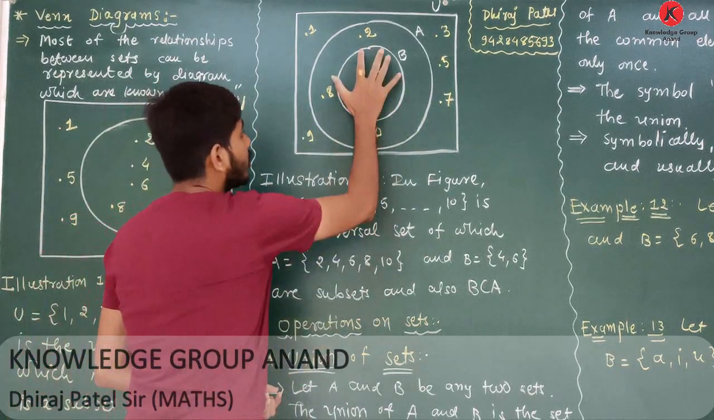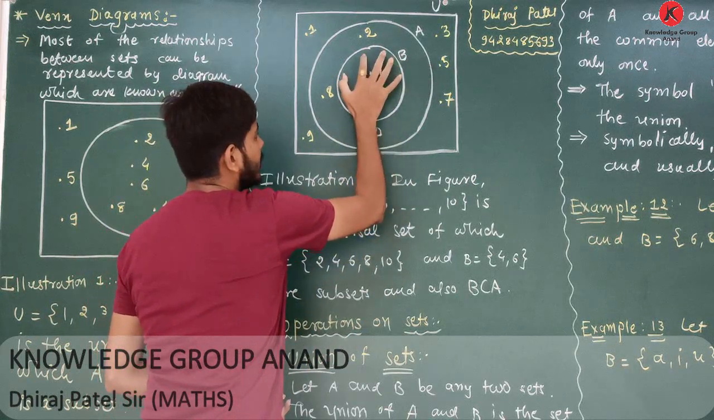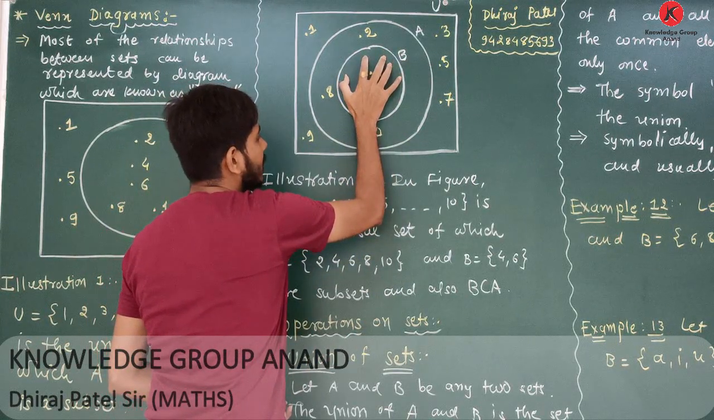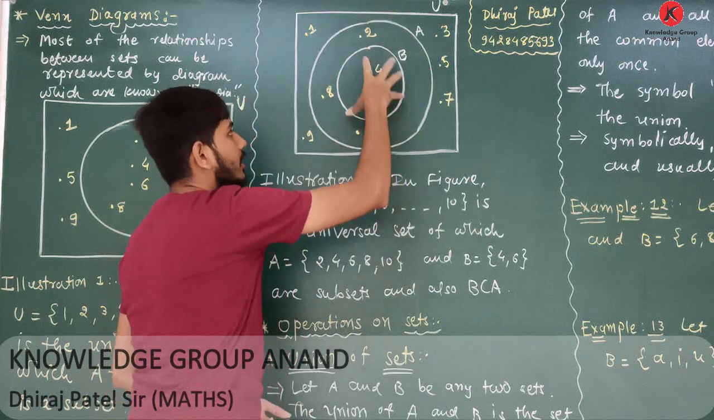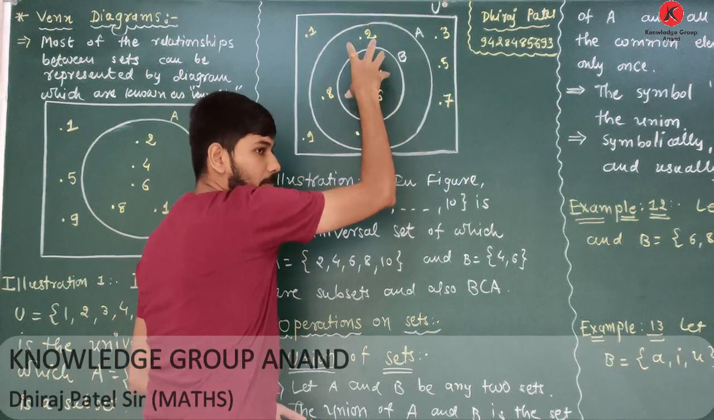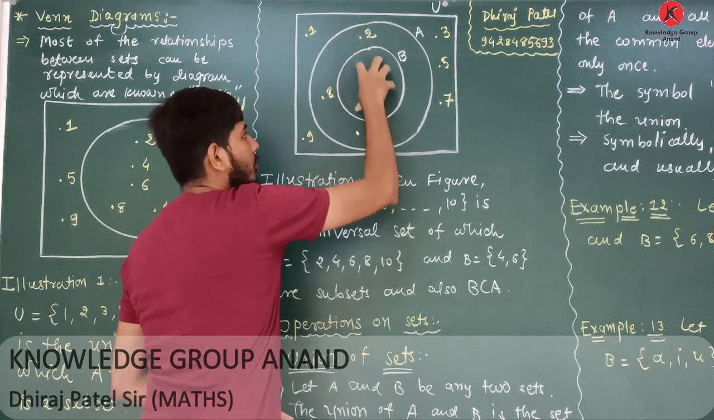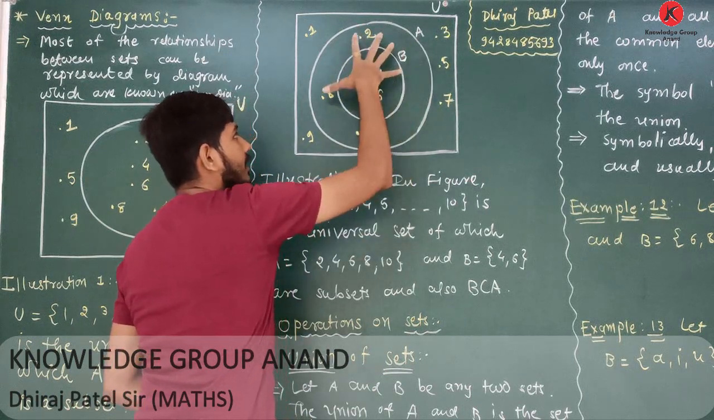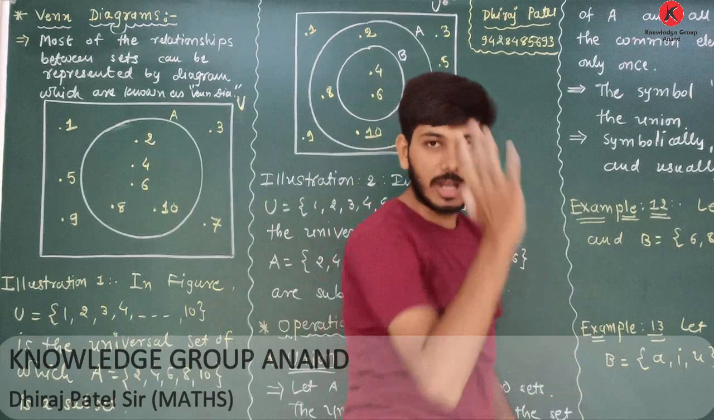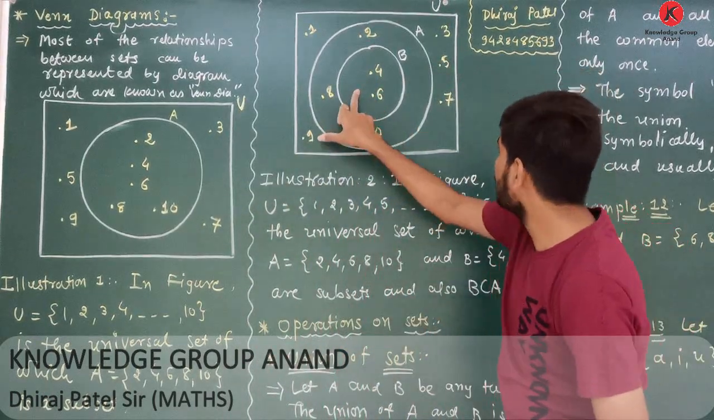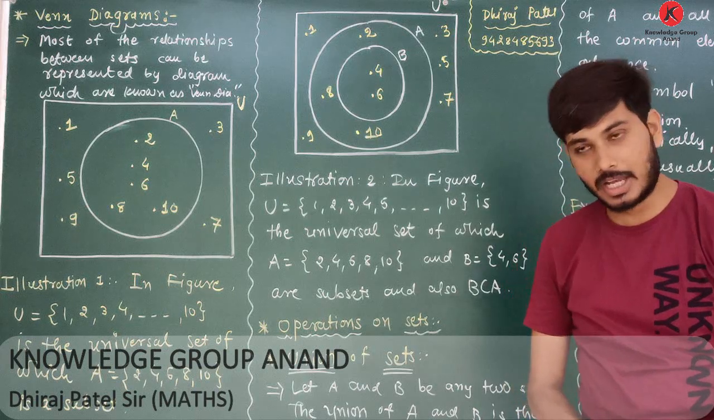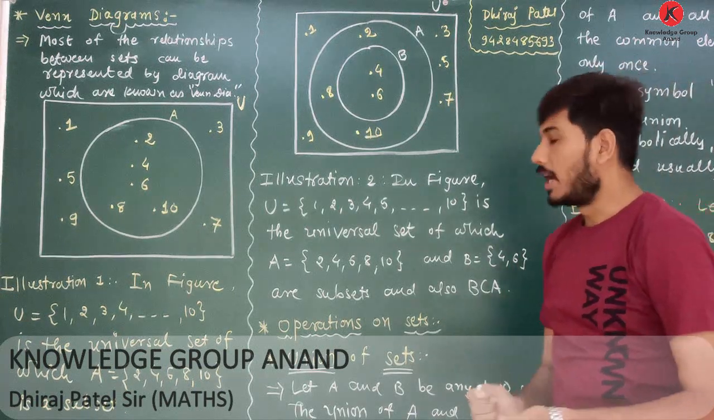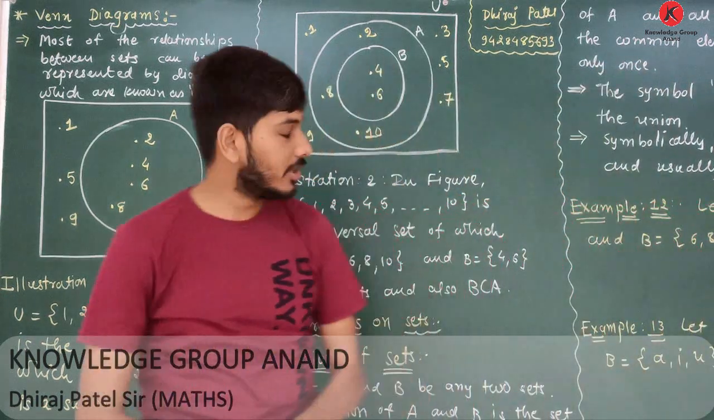See here, the whole portion of set B is inside the portion of set A. The complete area of set B lies inside set A. That means set B is a subset of set A. Okay, is it clear? So we complete the topic of Venn diagram here.